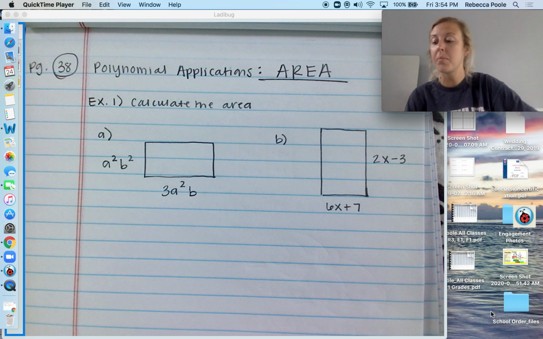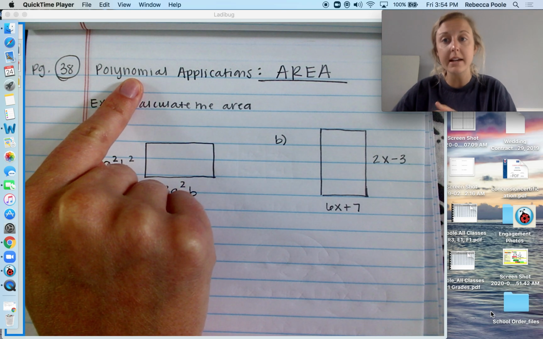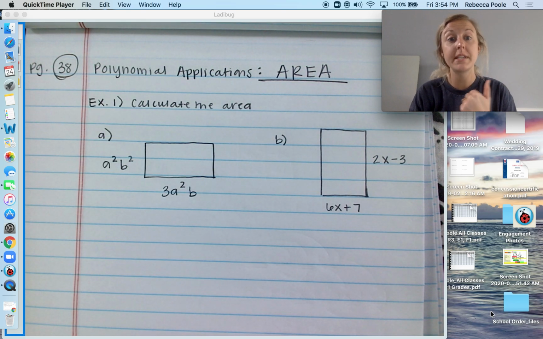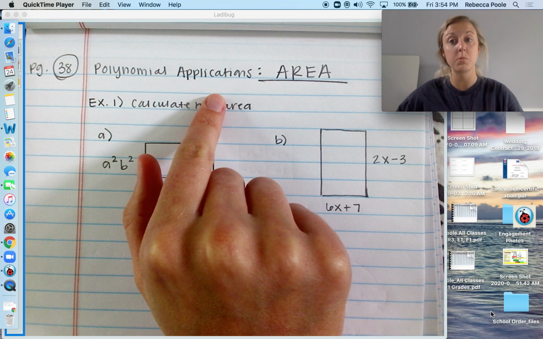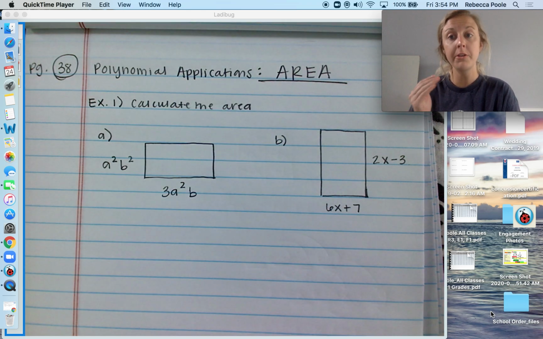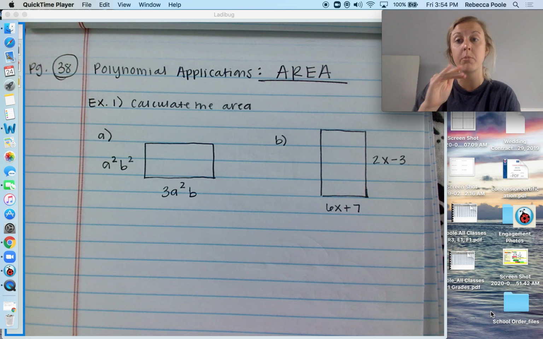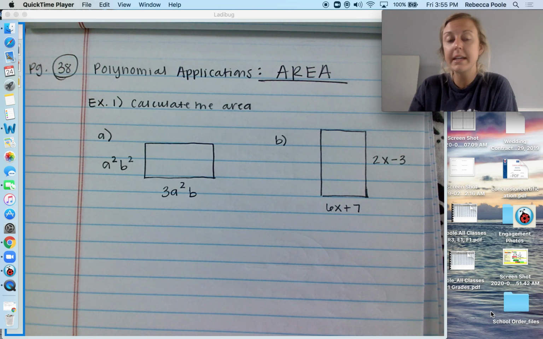Woohoo! So on page 38, we're doing more polynomial applications. Last week, if you remember back, we did perimeter. This week, we're doing real world problems. That's what the word application means, for area, okay? Hopefully you remember how to find area from middle school, but if not, it's good. We're going to go through example by example and I'll help you review how to find area, okay? So let's go ahead and get started.